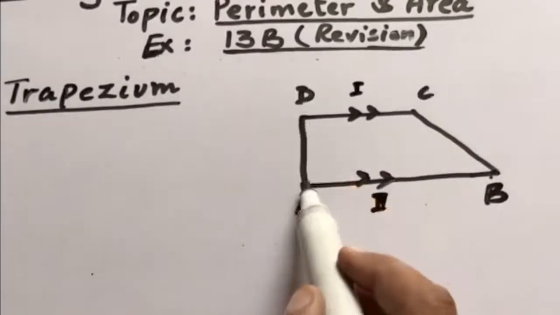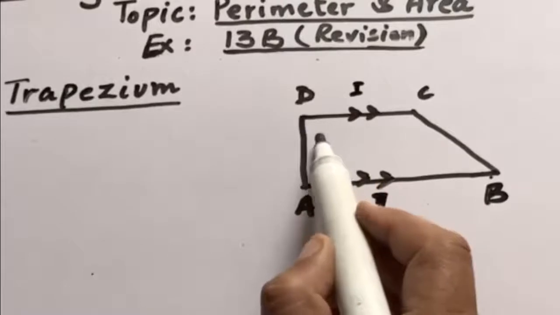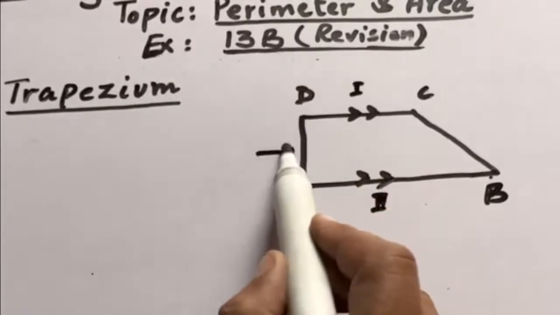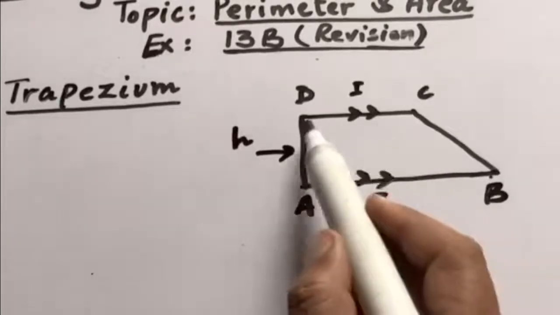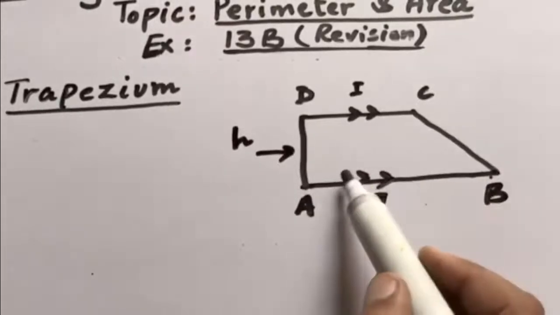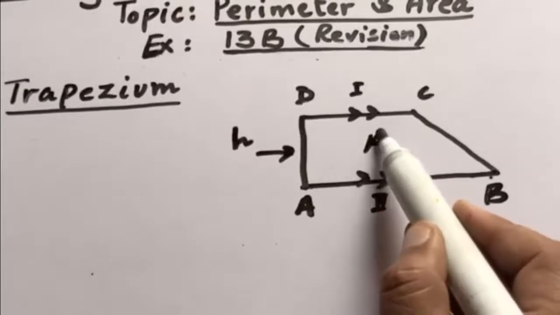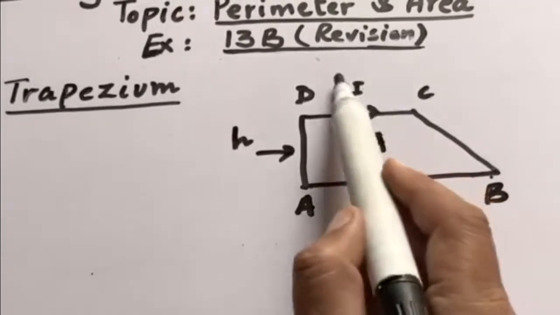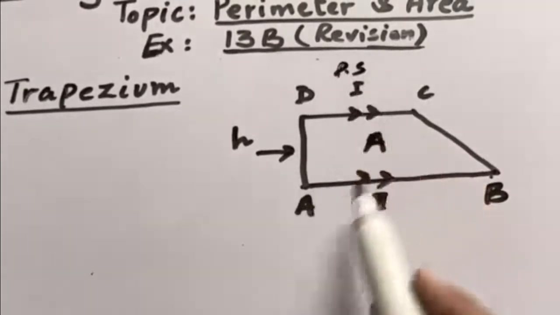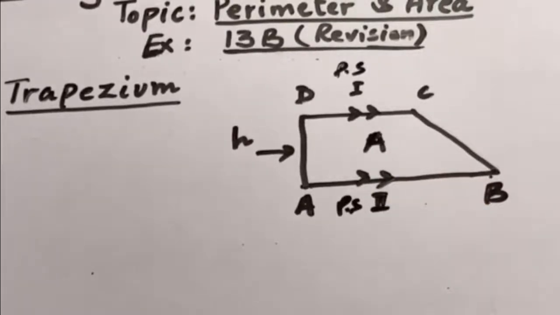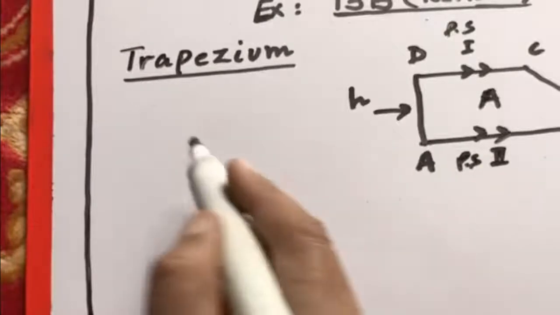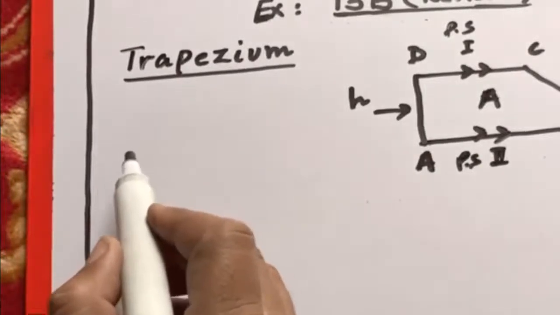And this straight line is called the height of a trapezium, and the inside region of this closed figure is the area of a trapezium. So it's a parallel side 1 and it's a parallel side 2. By using these sides we can easily find the area of a trapezium. So we are going to discuss what is the area of a trapezium.